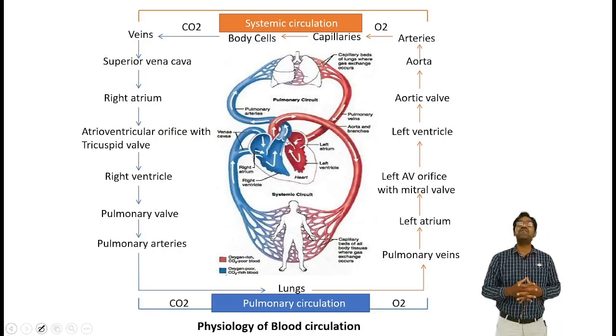See the physiology of blood circulation. First of all, we will see that the left ventricle is there. The left ventricle is going to pump the oxygenated blood through the aorta towards the arteries, that is, the peripheral arteries. These peripheral arteries transport this blood towards the organs or the cells. The arteries branch off to form arterioles. These arterioles again branch to form blood capillaries.